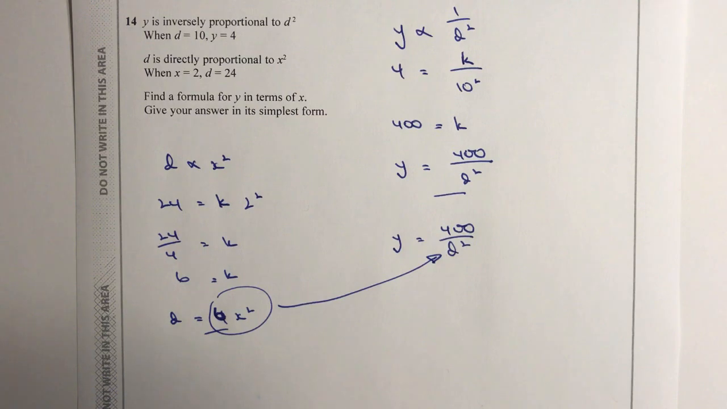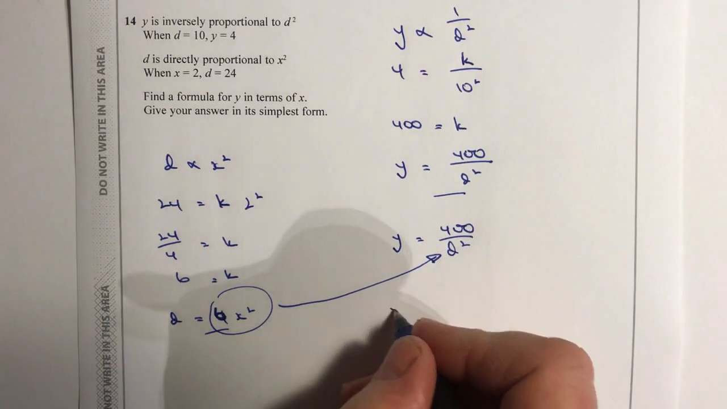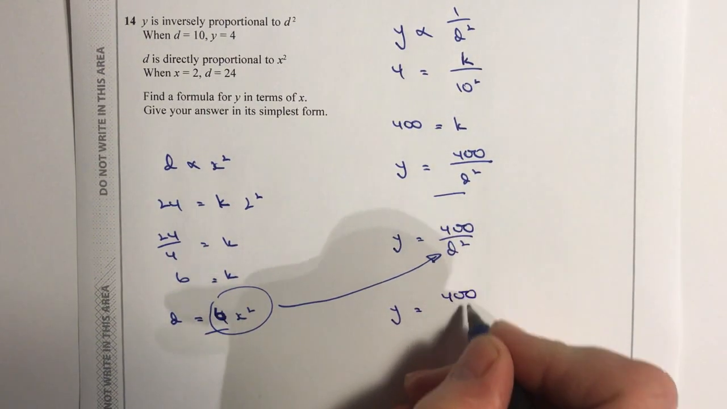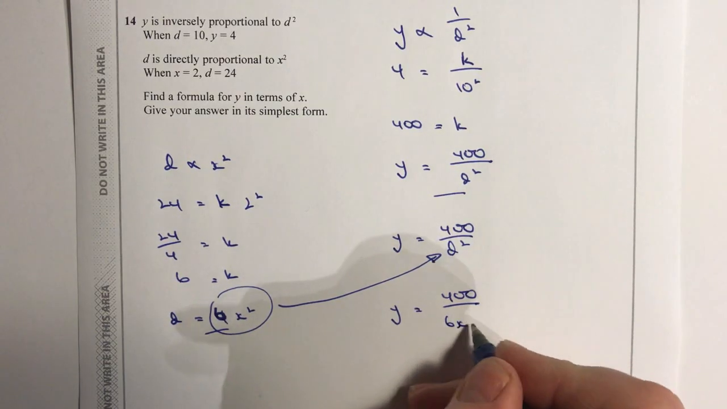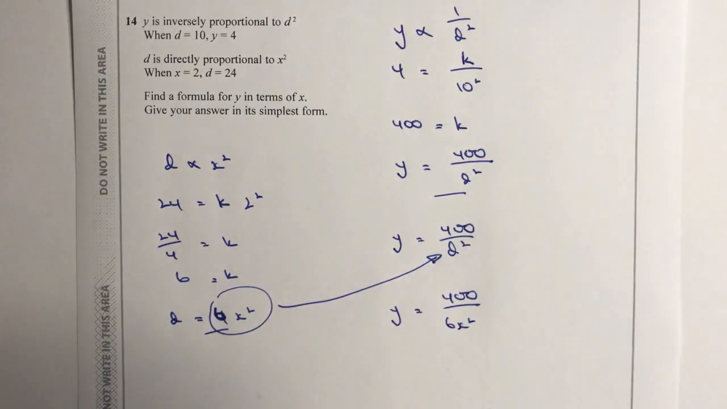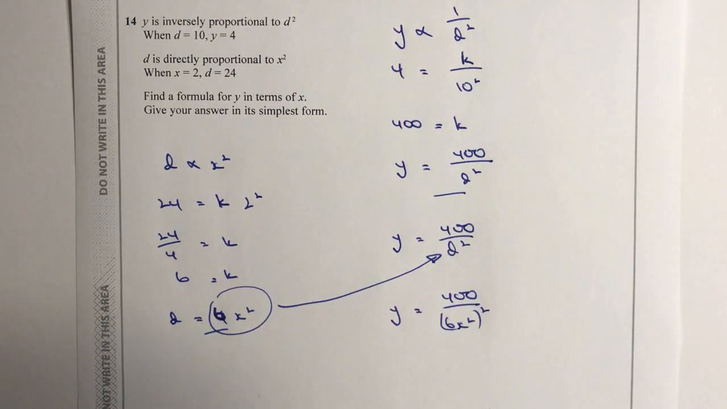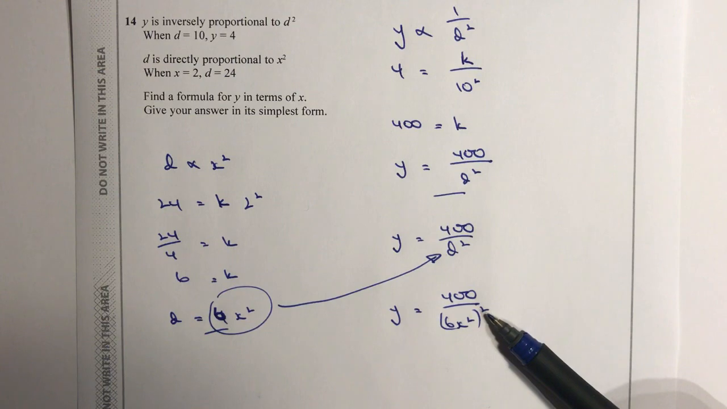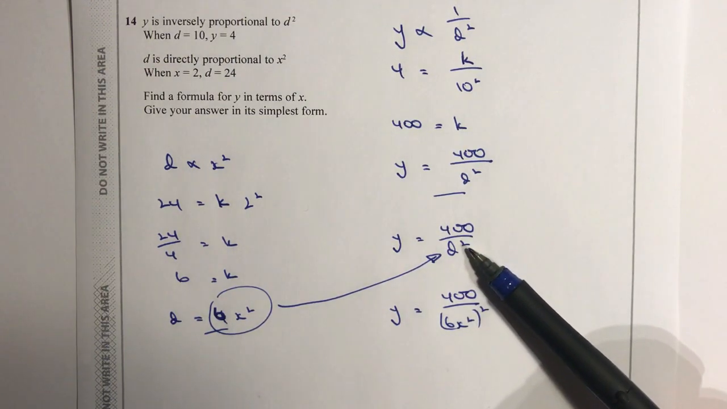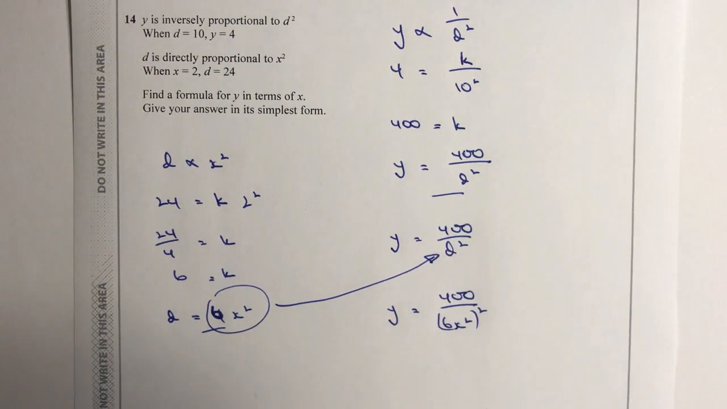It's not the value of d squared. So we've got to write this as y equals 400 over 6x squared, which is the value of d, and that itself is actually squared. Okay, and I know this is a 5-mark question. I think the reason it's a 5-mark question is because you might miss that square out, but it is the value of d squared. Okay, and this is where brackets really do become very useful.